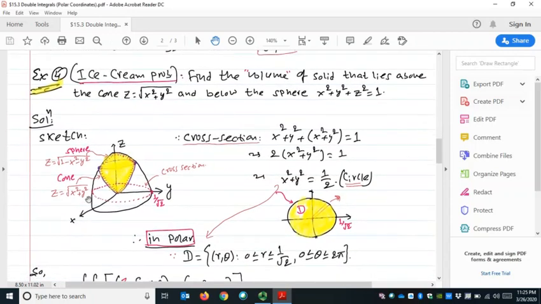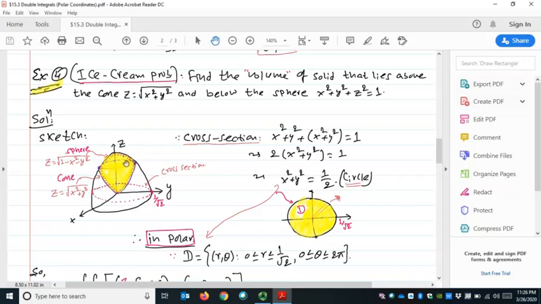So this is a sphere, and the inside is a cone, and we need to find the volume below the sphere and above the cone, this shaded region. So for our double integral, let's find the cross section first. The cross section of the sphere and cone will be this circle. So we project this cross section down onto the xy plane, which is this dotted circle.